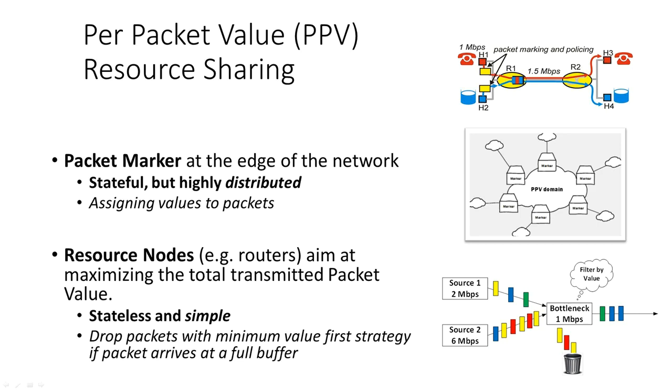The routers in the network then aim at maximizing the total value delivered without having any additional information on the traffic aggregates and the policies to be applied. They use a single packet buffer. For example, when a packet arrives at a full buffer, packets with the smallest packet values are dropped to make room for a more valuable packet. Either the incoming packet or packets from the middle of the queue can be dropped in this case.